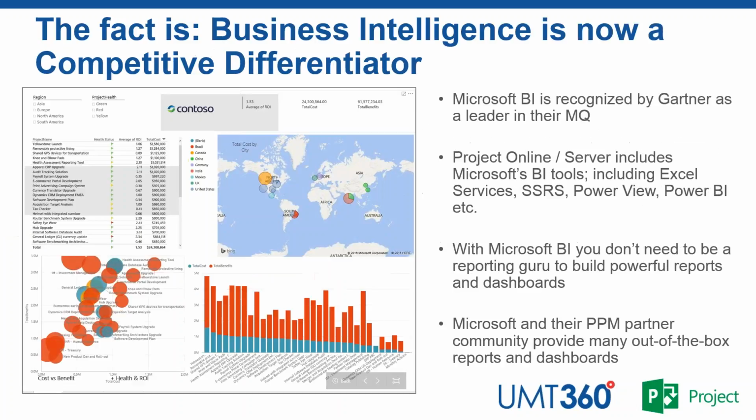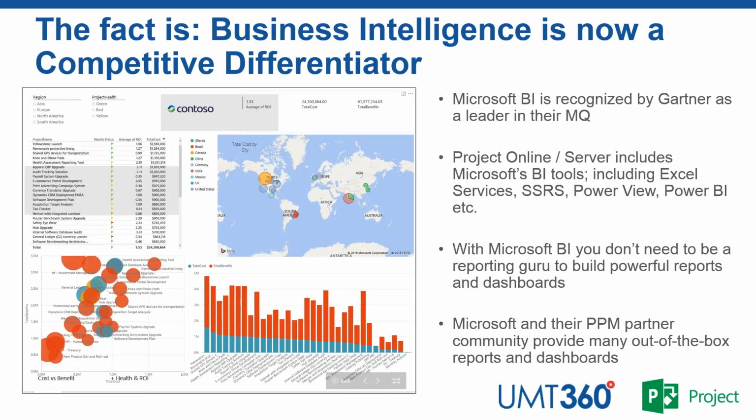I'm going to argue, I'm not even going to argue, this is an easy one. Business intelligence is a competitive differentiator for the Microsoft platform. Microsoft BI, which is a collection of products itself, is a recognized leader in Gartner's Magic Quadrant for Business Intelligence, alongside Tableau and QlikView. You get that as part of Project Server and Project Online.